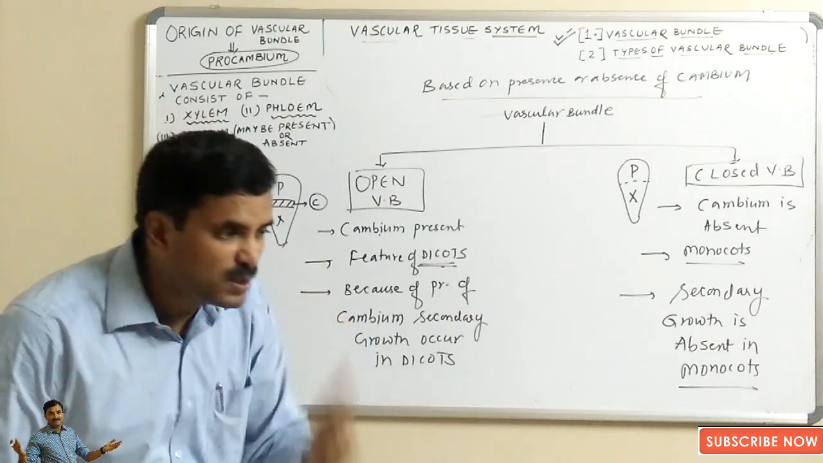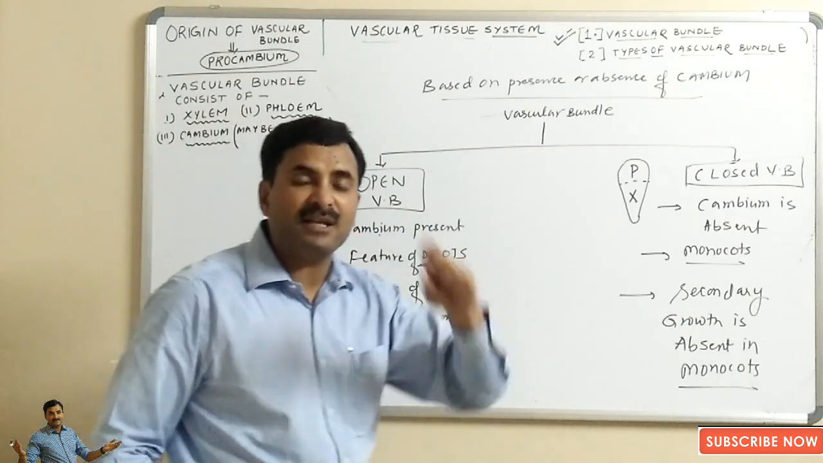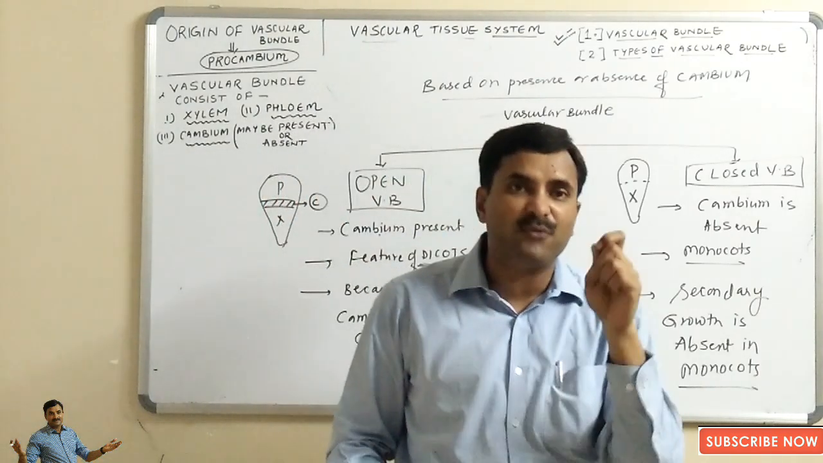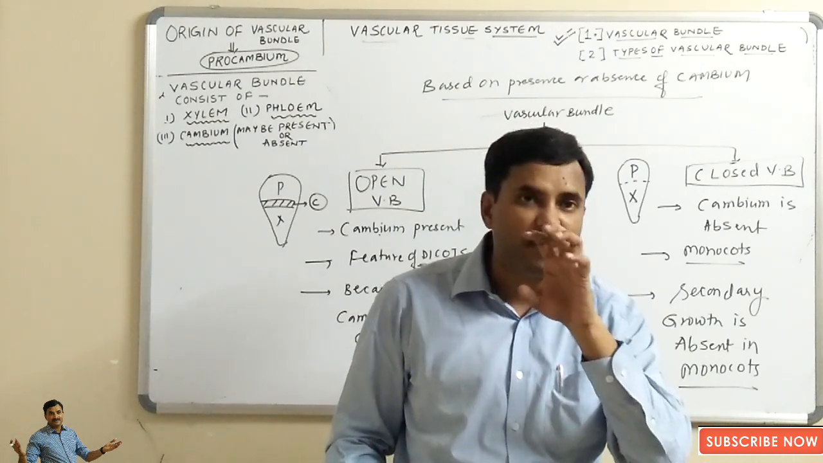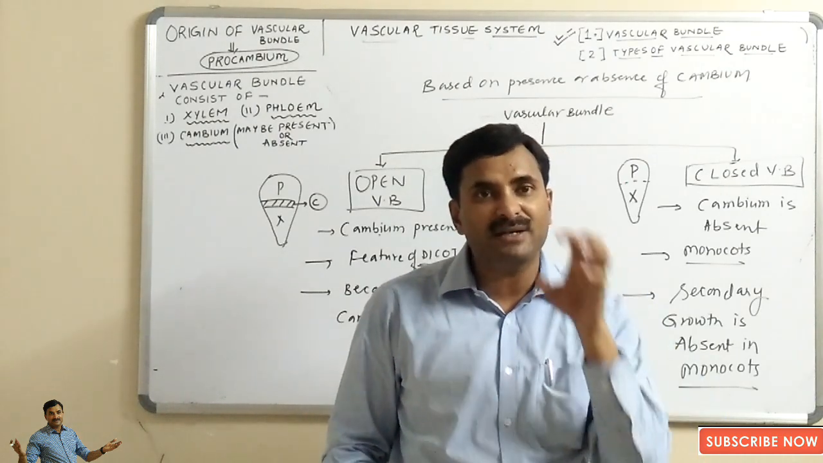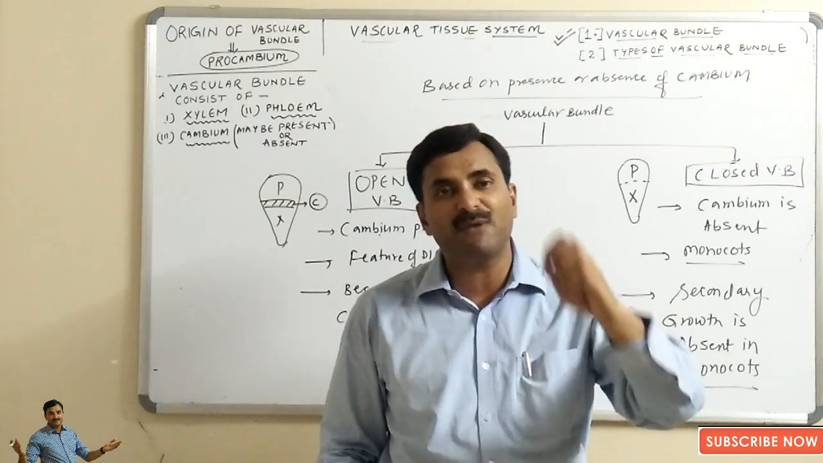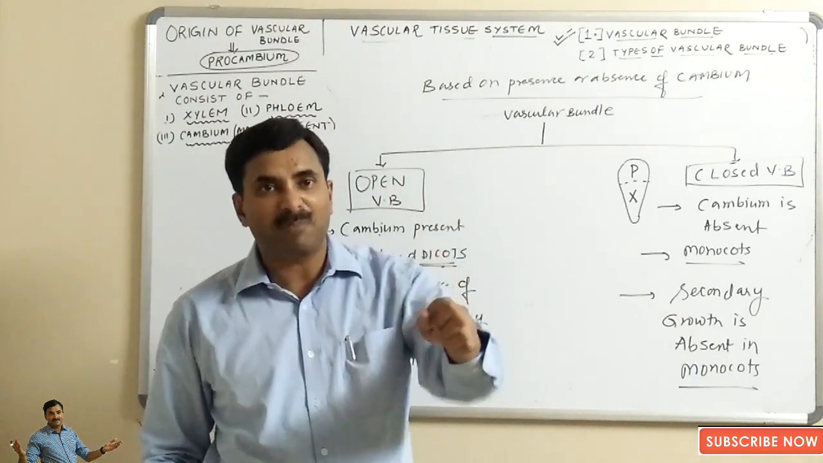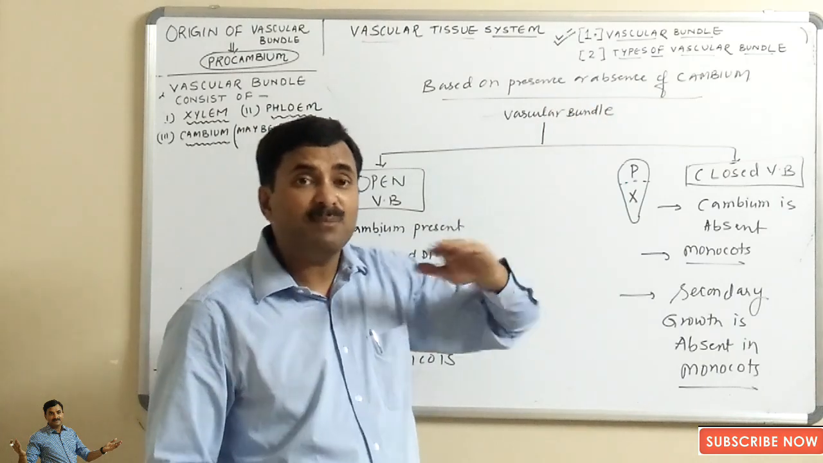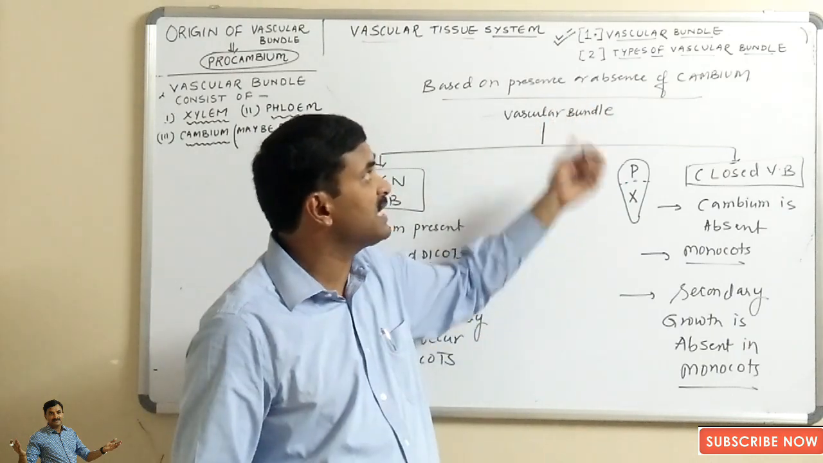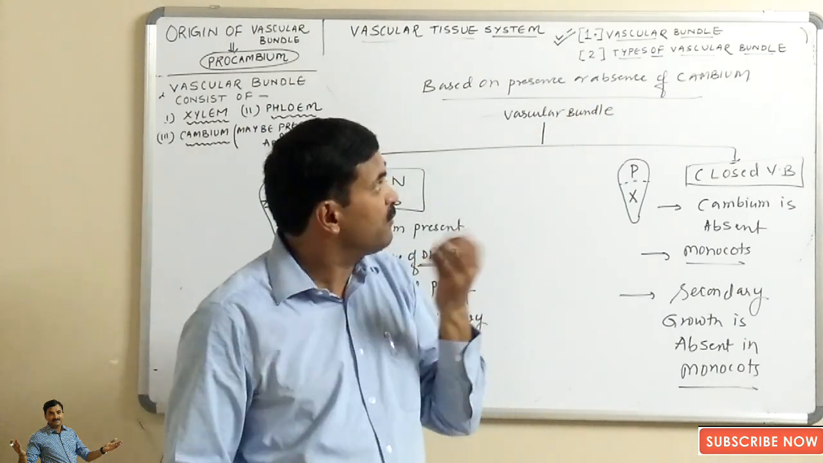Okay, so we have discussed 3 points. When we were talking about the vascular bundle, we said that the vascular bundle consists of xylem, phloem and the cambium. So we have discussed the xylem and the phloem and the cambium, which is responsible for the secondary growth in the plants. So this was the description of the vascular bundle. Okay, in my next video you will be able to see the types of the vascular bundle.